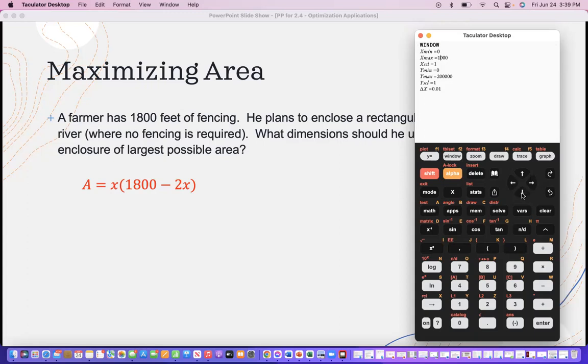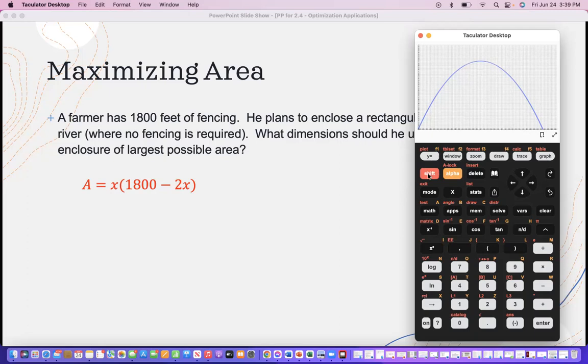And then maybe I'll just make this into double the 200,000. Let's just make it into 500,000. Hit graph again. Great. So now yours doesn't have to have the same window. We just need to be able to see the top of my dome there. That's the key part. And so now we want to find the maximum.